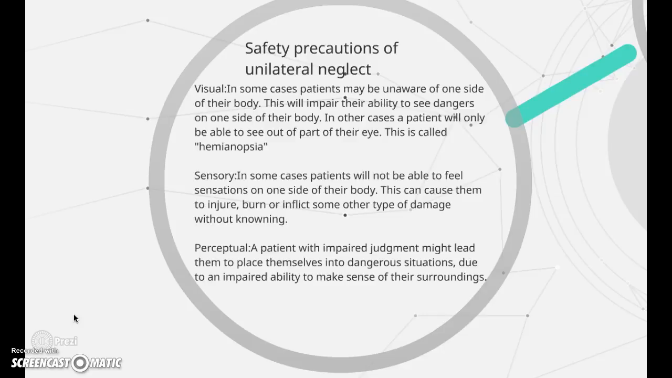Sensory precautions. In some cases, patients will not be able to feel sensations on one side of their body. This can cause them to injure, burn, or inflict some other type of damage without knowing. Perceptual precautions. A patient with impaired judgment might place themselves into dangerous situations due to an impaired ability to make sense of their surroundings.